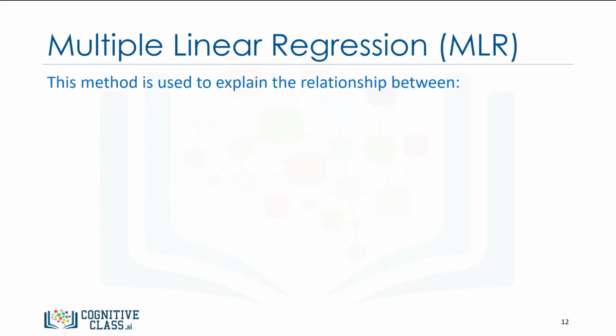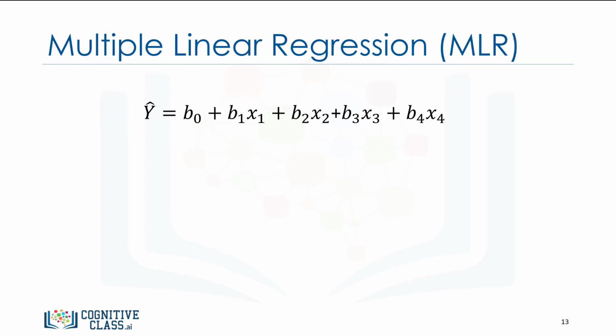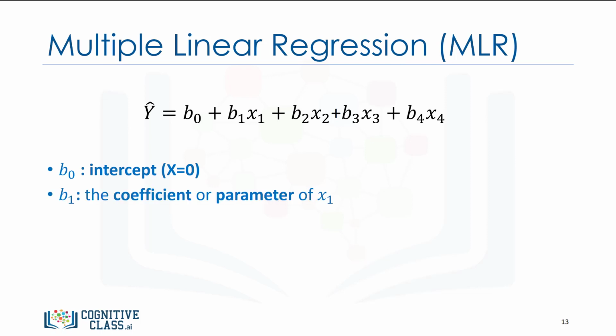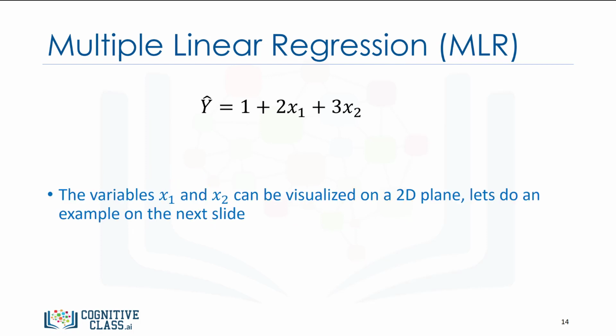Multiple linear regression is used to explain the relationship between one continuous target y variable and two or more predictor x variables. If we have, for example, 4 predictor variables, then b0 is the intercept, x equals 0, b1 is the coefficient or parameter of x1, b2 is the coefficient of parameter x2, and so on. If there are only two variables, then we can visualize the values. Consider the following function. The variables x1 and x2 can be visualized on a 2D plane. Let's do an example on the next slide.